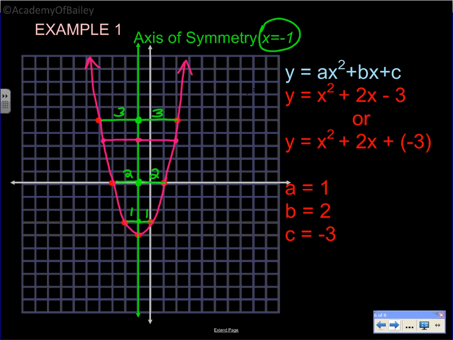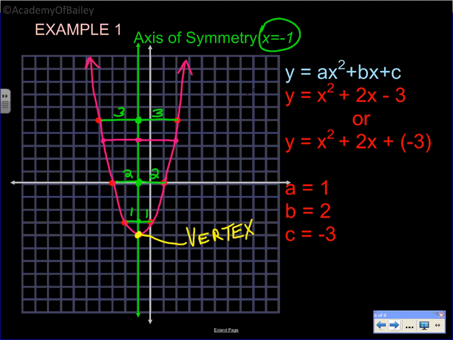If you look, there is one other vocabulary term we have to identify. That last vocabulary term is called the vertex. In this case, since the parabola opens up, the vertex is going to be the lowest point, or the minimum point, and it is right there. That's going to be the vertex.